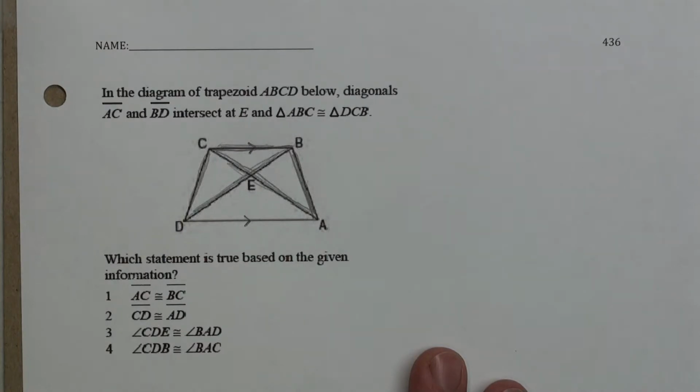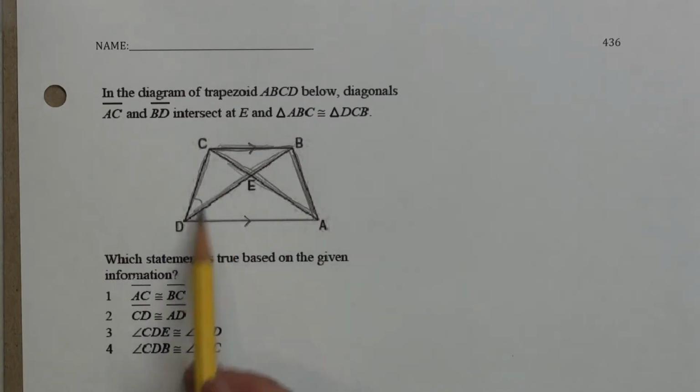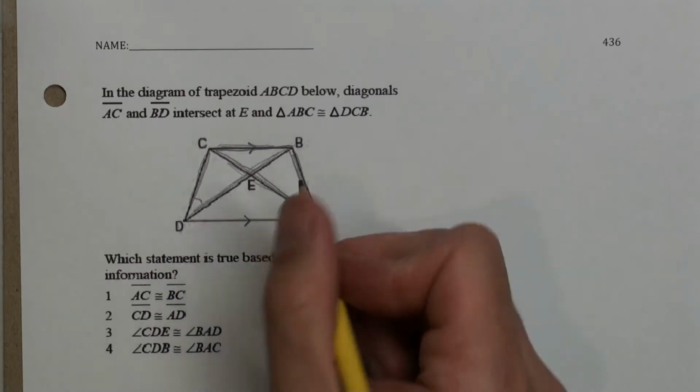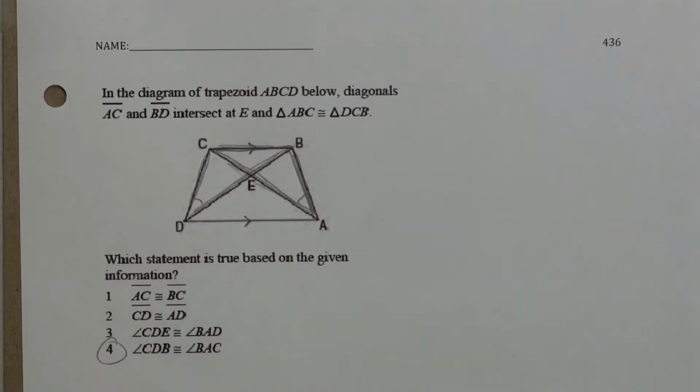AC is congruent to BC? No. CD and AD? No. Angle CDE and angle BAD? No. Angle CDB and BAC. That's true. Okay.